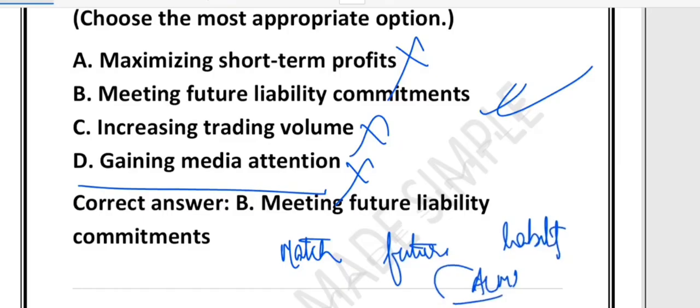This ensures that funds are available when the payment falls due. A long bond can provide predictable cash flow at the right time even if current yields are low. And this is not for short-term profit trading, not for trading volume or publicity.